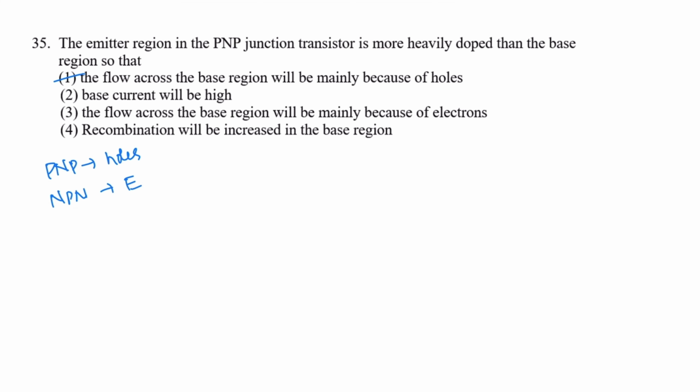The emitter of the transistor is heavily doped because it has to supply charge carriers. In a properly biased PNP, most of the holes, and in NPN most of the electrons, go from the emitter through the base to the collector. So the correct option is 1.